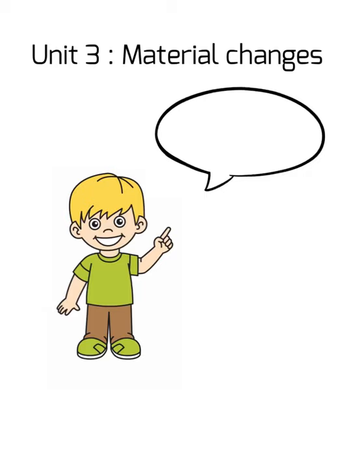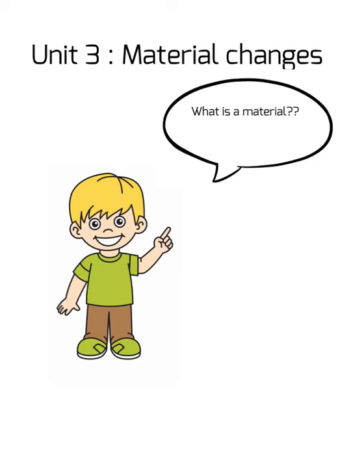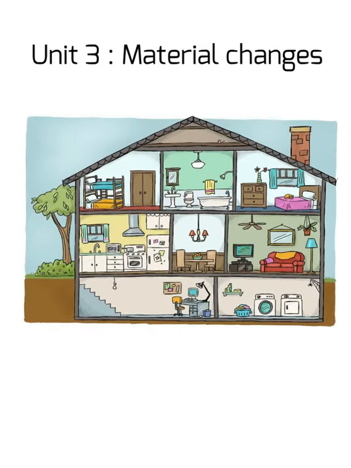In today's science class, we will know about materials changes. To begin with, we will first know what is a material. In your house, you can see different things like furniture, electronic gadgets, sanitary fittings and the entire house. Here, each and everything is made up of some raw material. What are the raw materials? These are the basic material used to make finished goods.